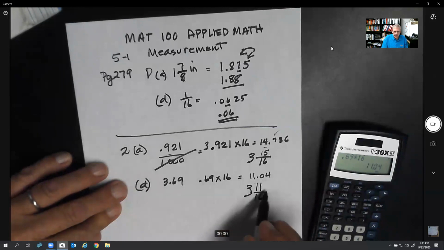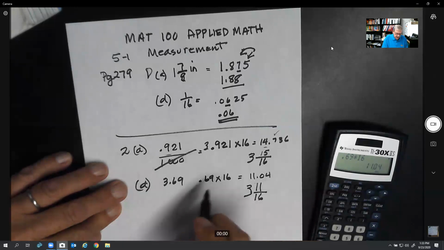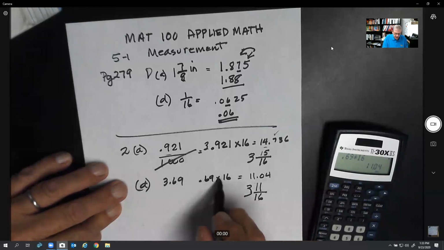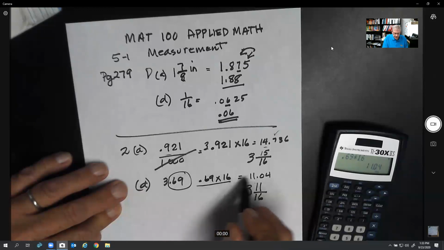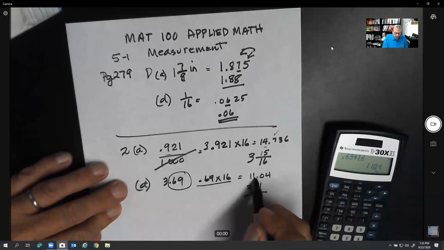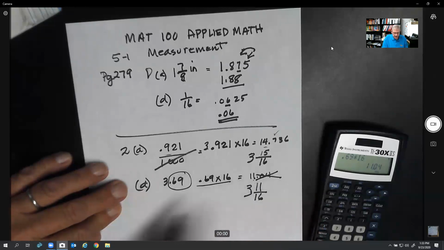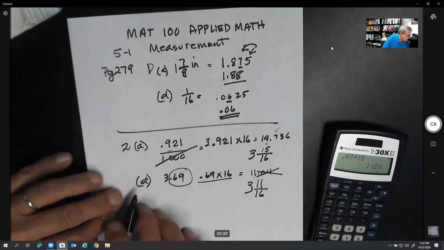3.69, 3 and 11/16. I'm not writing the 3 here because I don't want you to multiply by 3.69. I want you to just use the decimal portion to multiply. That gives you 11.04. We're going to round it off to 11. Put it over 16, 3 and 11/16.